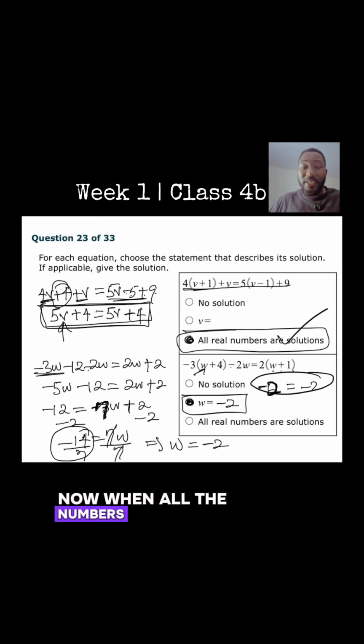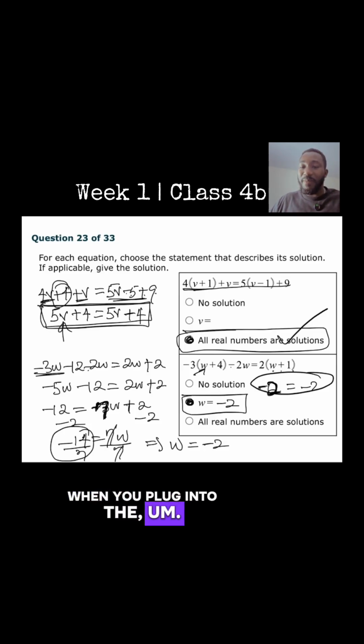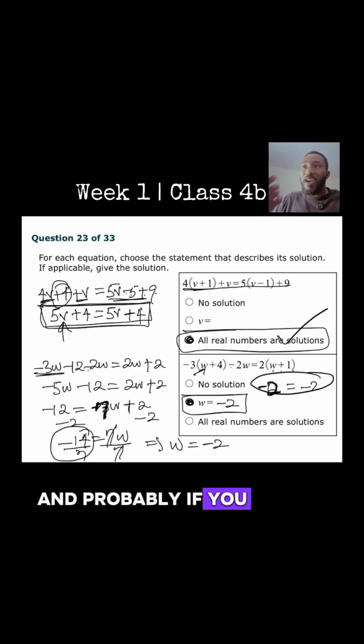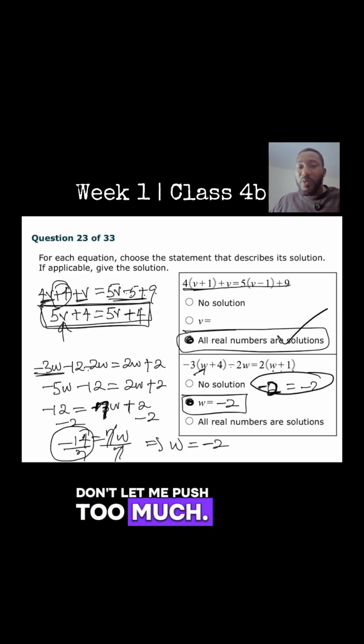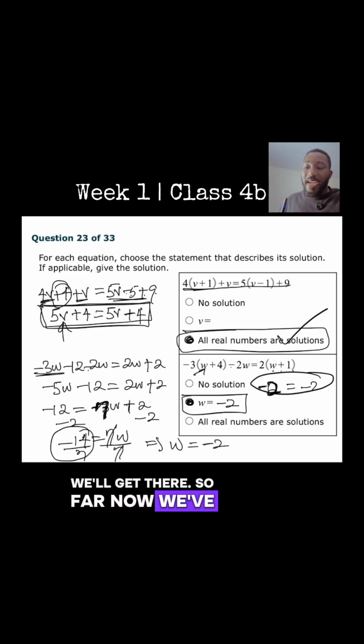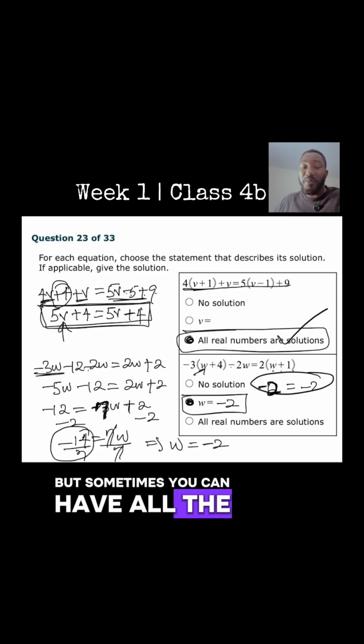When all the numbers are solutions, and when just one number is a solution, and when there is no solution is when you plug into the equation and the left hand side is not equal to the right hand side. And probably if you have a rational expression and you plug in the value and at the denominator you have 0, that is not the solution, because we don't want to have 0 at the denominator. We are not there yet, so don't let me push too much. We will get there. So far we've added that we don't have just one solution, but sometimes we can have all real numbers to be the solution.